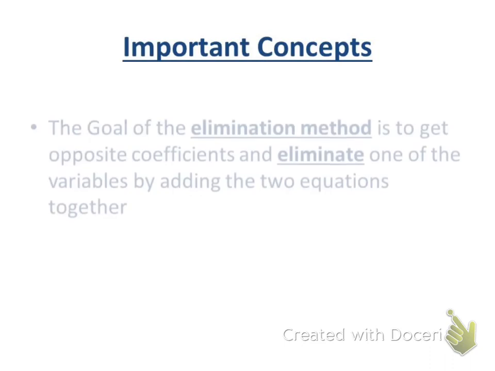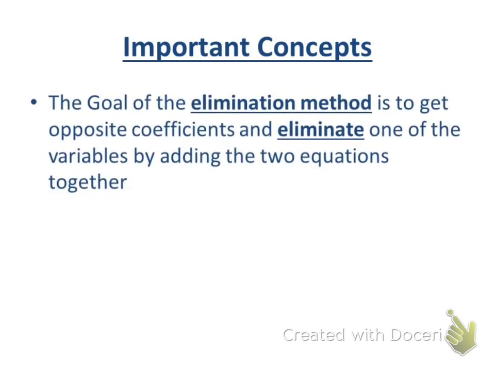Now, here is elimination. The goal of elimination is to get opposite coefficients and eliminate one of the variables by adding the two equations together. That's our goal. In solving by graphing, what do we do? We graph. Solving by substitution, what do we do? Substitute. Solving by elimination, what do we do? We eliminate. So all three of these methods are very descriptive. You want to eliminate one of the variables by getting opposite coefficients and adding the two equations together.